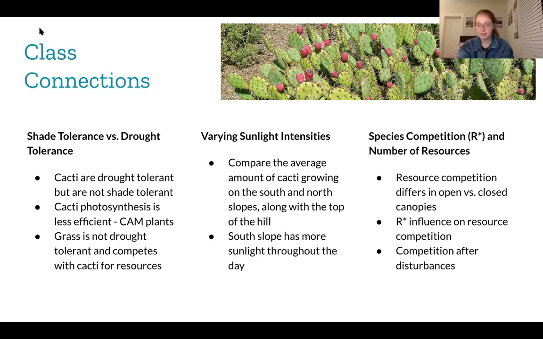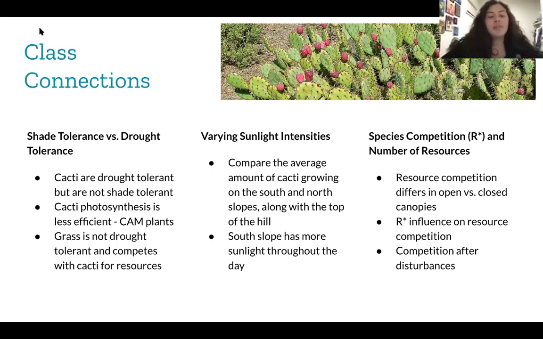Another connection to class that we thought about was sunlight intensity, specifically because we know that cacti are not shade tolerant. So that's something we decided to focus on in our data collection. We decided to compare the average amount of cacti growing on the north and south facing slopes because the different slopes get different amounts of sunlight throughout the day. We also decided to take data from the top of the hill because that gets the most sunlight throughout the day. And a general thing to note is that the south slope does get more sunlight throughout the day than the north facing slope.